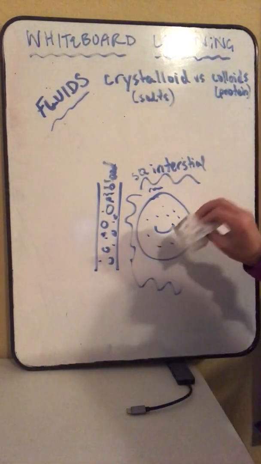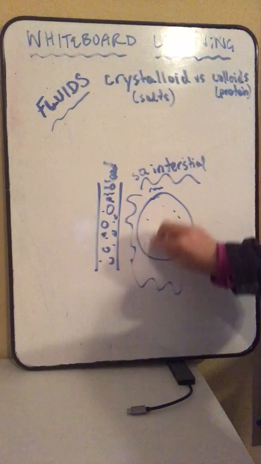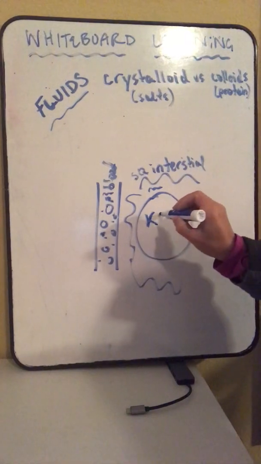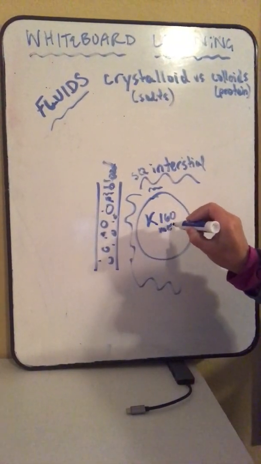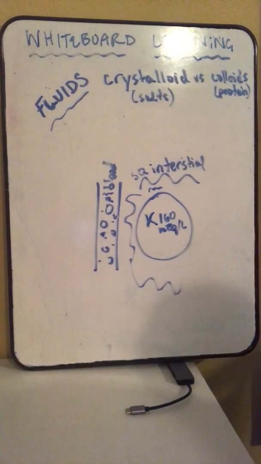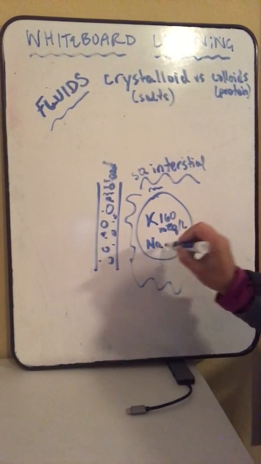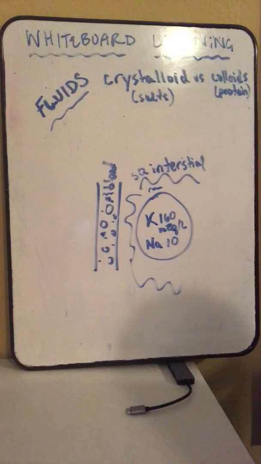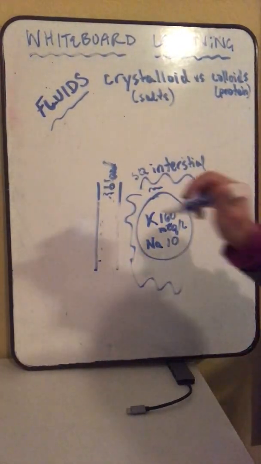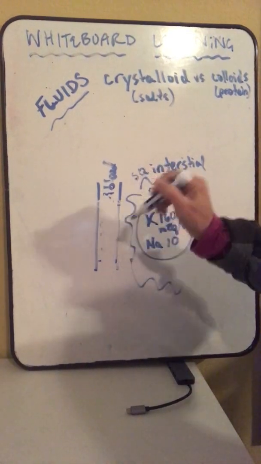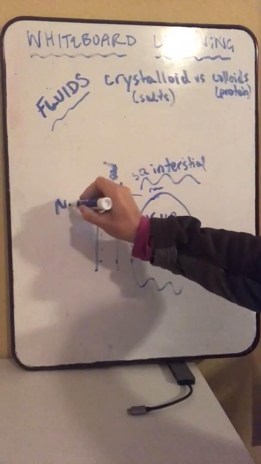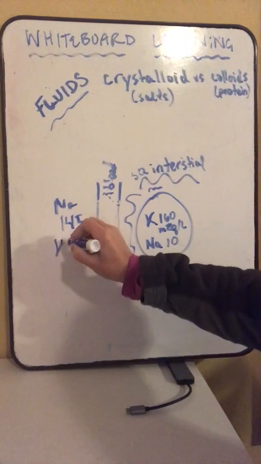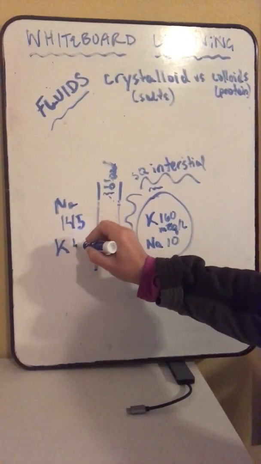Interestingly, in the cell, the most common and highest concentration electrolyte is potassium. Potassium is at 160 milliequivalents per liter. In comparison, sodium, we always talk a lot about sodium, is only at 10. Now this is a big difference from your bloodstream, because your bloodstream sodium is about 140, or 145, maybe we'll say 145. And your potassium is kept very strictly around 4.